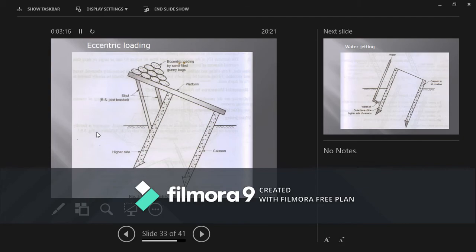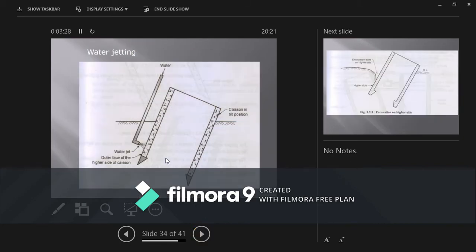Eccentric loading. If a nearby well is not available, then we can provide eccentric loading like this, and we can create additional movement at the higher side here, so that we can try to make it vertical. Water jetting. So minor tilts can be rectified, or shift also can be rectified with the help of a water jet. So a high speed water jet is applied on the higher side of the well here.